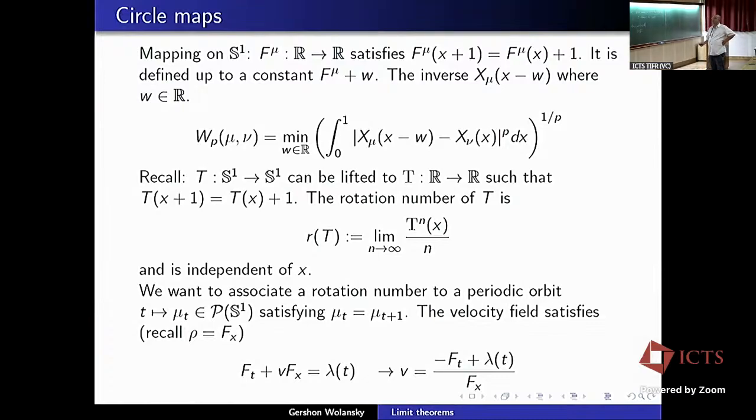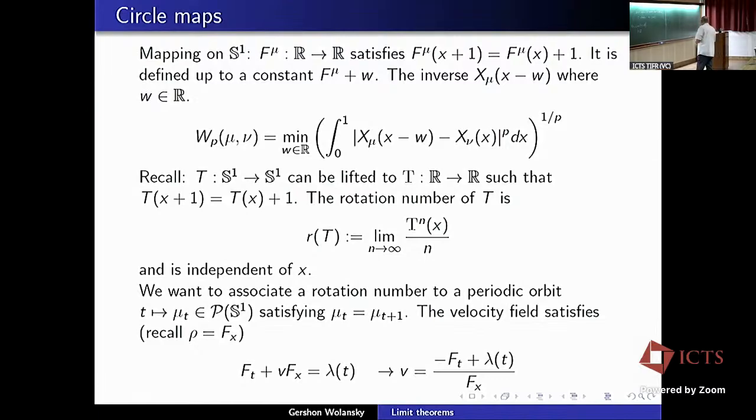So now suppose we have a family of measures which makes a periodic orbit on the circle. So it is periodic with t. So mu of t is the same as mu of t plus 1, and it's a measure on the circle. So I want to ask, can we obtain a rotation number for this?